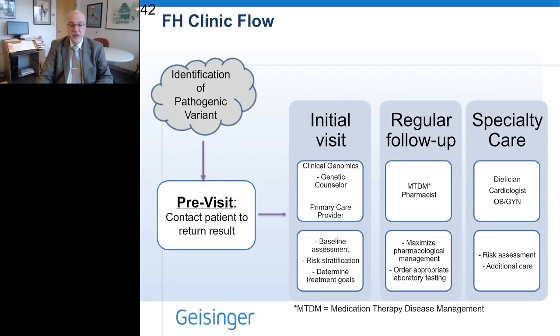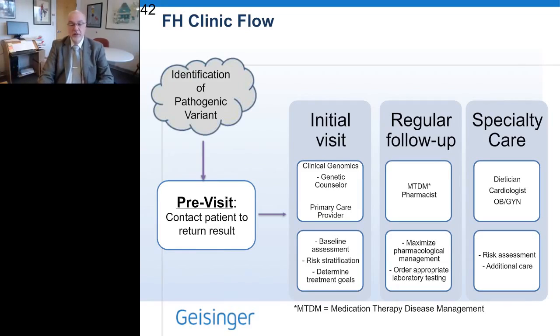So again, the initiation here in the upper left-hand corner is the identification of a pathogenic variant. So we have that pre-visit, which we discussed before, but now in the context of FH, that initial visit could consist of a visit either with clinical genetics, genetic counseling, primary care provider, or some combination of the two. At that time, we would do a baseline assessment, a risk stratification, and in conjunction with the participant, determine their treatment goals. We would then initiate follow-up, which in this case would include something that we've developed here at Geisinger called medication therapy disease management, or MTDM, which is pharmacy-led care.